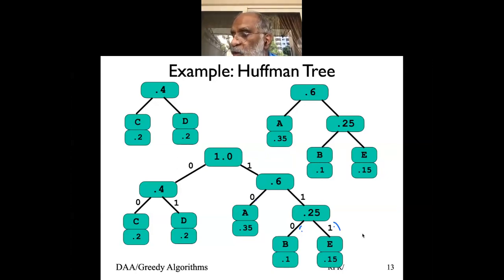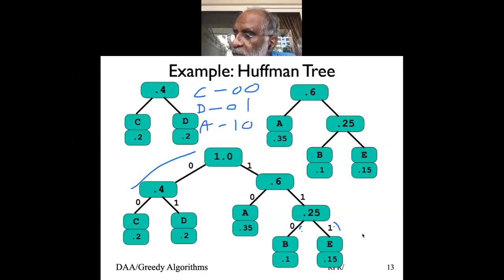encoding. So if we look at my encoding now, the encoding of C is 0, 1, sorry, 0, 0. C gets the encoding of 0, 0. D gets an encoding of 0, 1. A gets an encoding of 1, 0. And then B gets an encoding of 1, 1, 0. And E gets an encoding of 1, 1, 1.